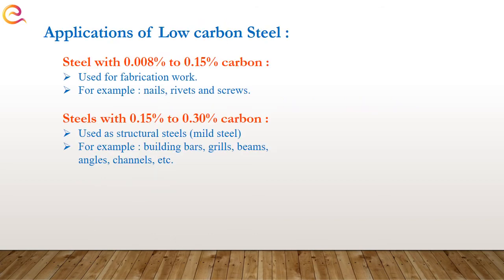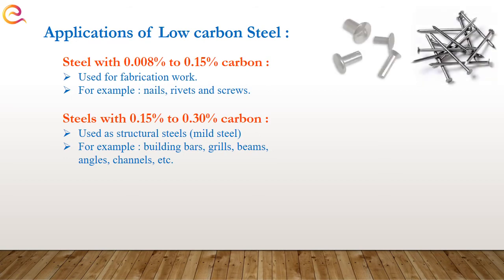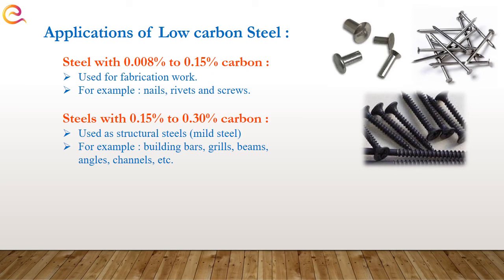Here we will see the different applications of low carbon steel. For better study, we have classified low carbon steel into two categories. In the first category, carbon ranges between 0.008% to 0.15%. This type of low carbon steel is generally used for fabrication work. It is used to manufacture nails, rivets, and screws. The next category is steels with 0.15% to 0.30% of carbon.